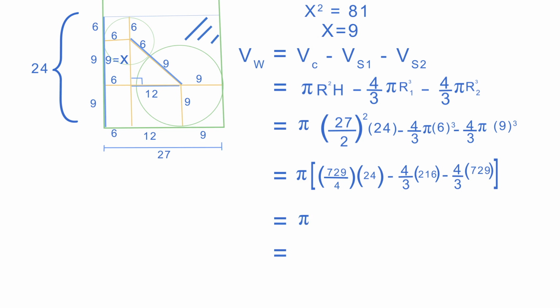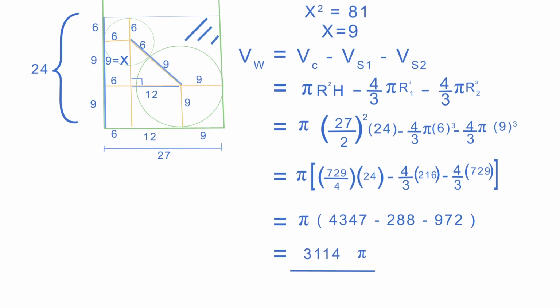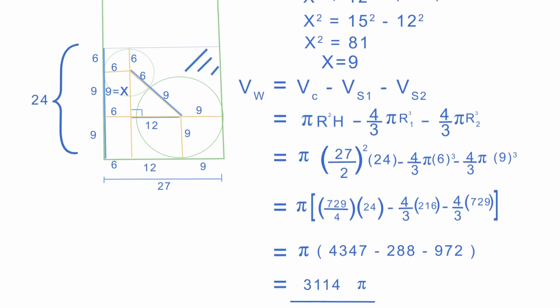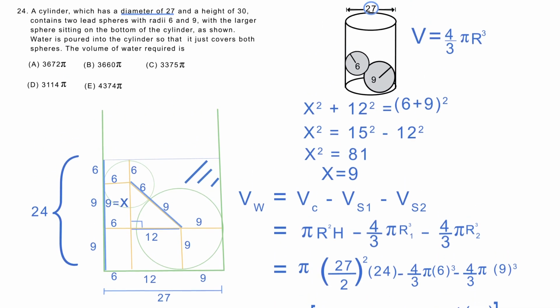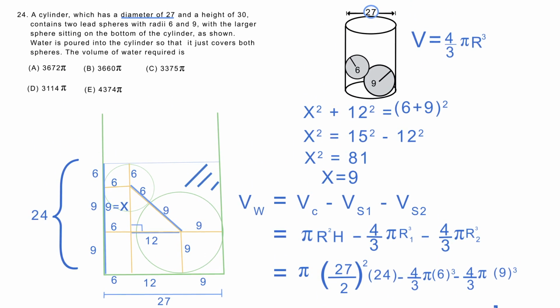And then this is just some number crunching here. This is going to be 4374 minus 288 minus 972. And if you do that math, you'll get 3114 pi. 3114 pi is the answer, and that represents the amount of water in this diagram, and therefore that would be answer D.